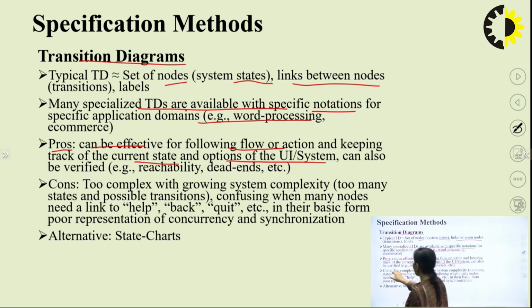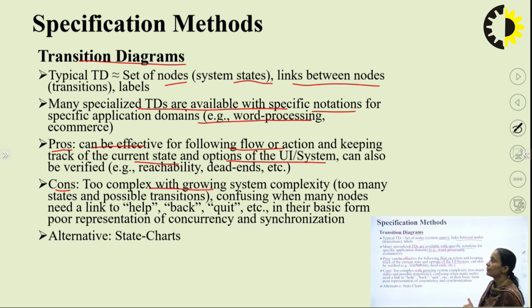Then the drawback of using the TD is that they are very complex when we have multiple stages, when we have a big network. If our system is growing, they become very complex to draw, and our system complexity also increases because now we have multiple states and every state will have multiple transitions. So it will be confusing, mainly since nodes need a link to help, back, quit, etc. in their basic form, and they show a poor representation of concurrency and synchronization.